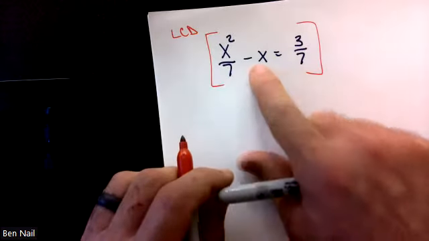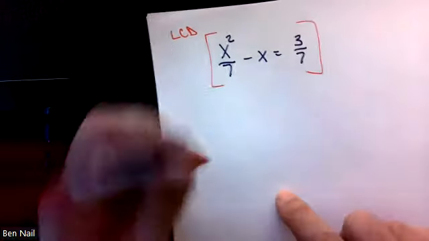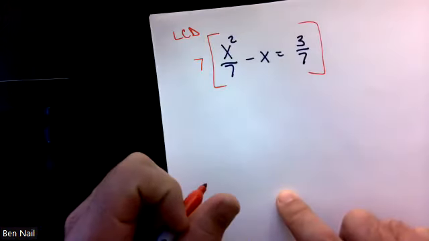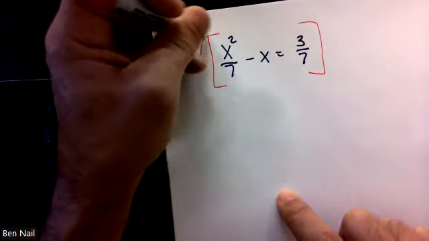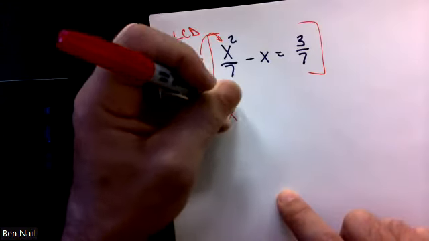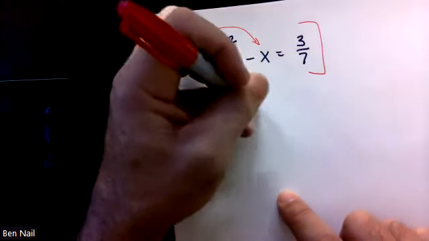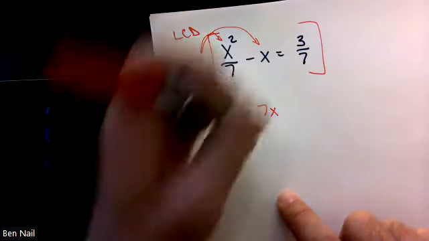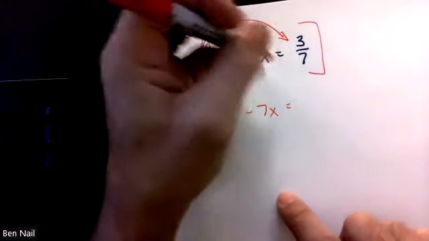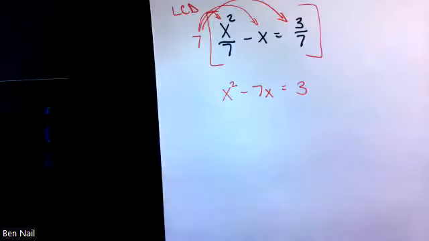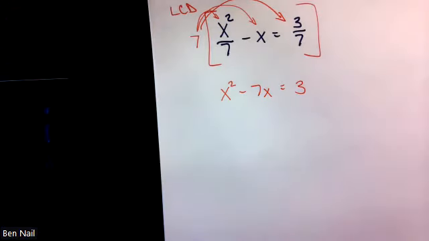So if we look at our denominators, we've got 1 and 7 and 7. So if we multiply everything by 7, if I take 7 times x squared over 7, I just get x squared. If I take 7 times negative 1, I get a negative 7x. If I take 7 times 3/7, I get 3. So multiplying by the lowest common denominator clears those fractions. It takes an ugly, scary, hairy problem and makes it not so bad.